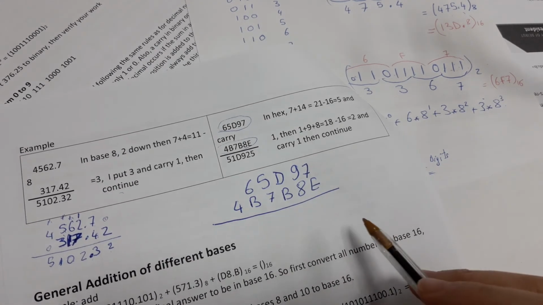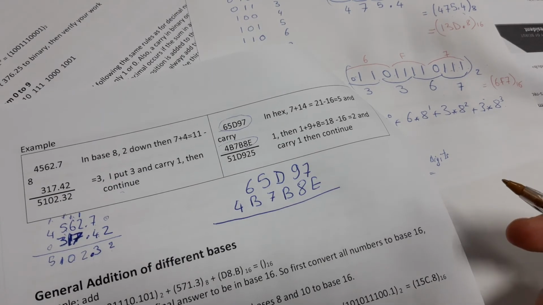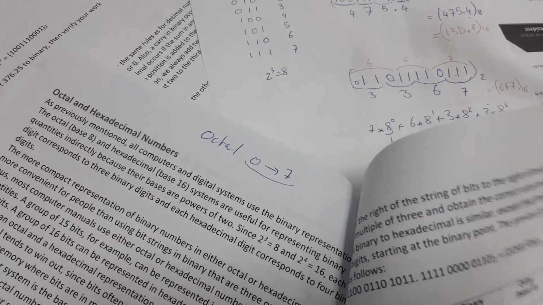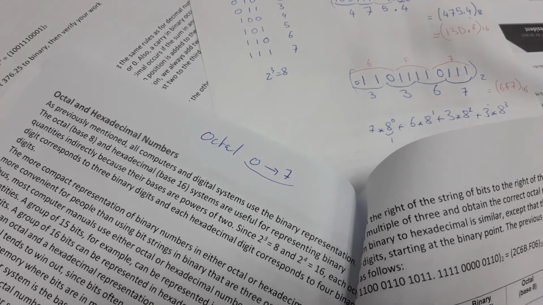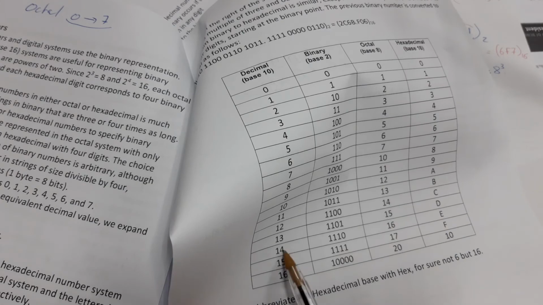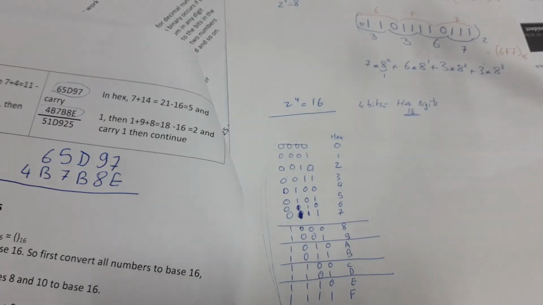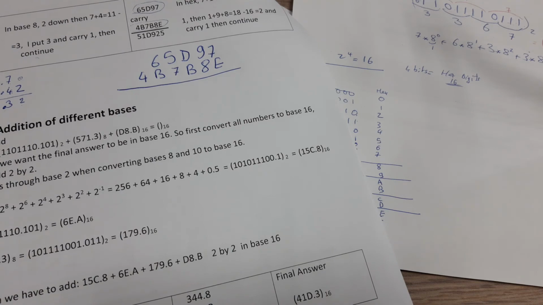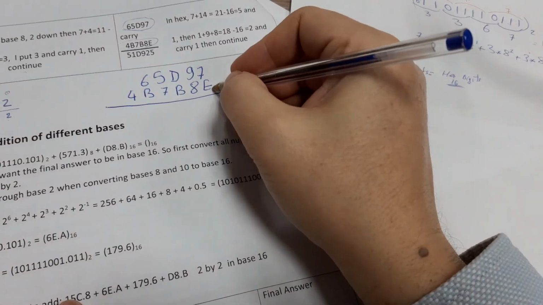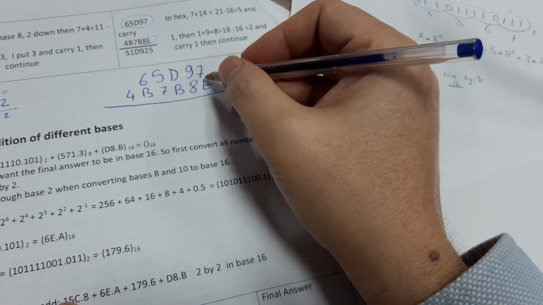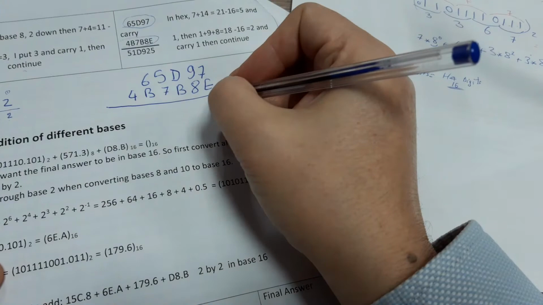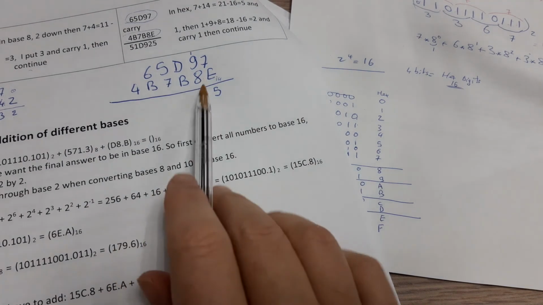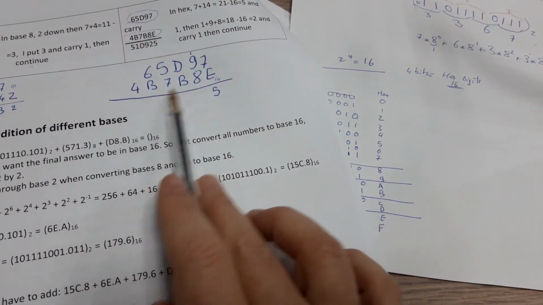Okay? 7 plus E. What is 7 plus E? What is E? E is 14. You need to know. E is 14. You have to memorize this. 14 plus 7, 21. It's above 16. Minus 16, you have a 5 and the carry of 1. So when you add in base 16, if you have a digit from A to F, first convert it to base 10 mentally.